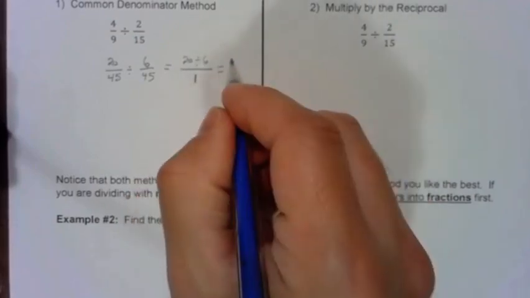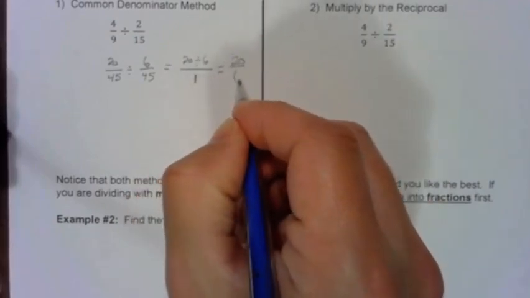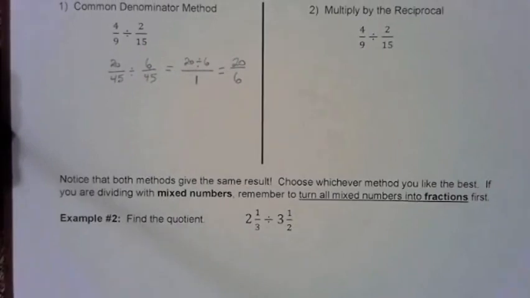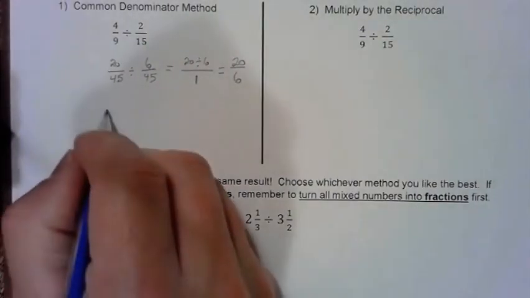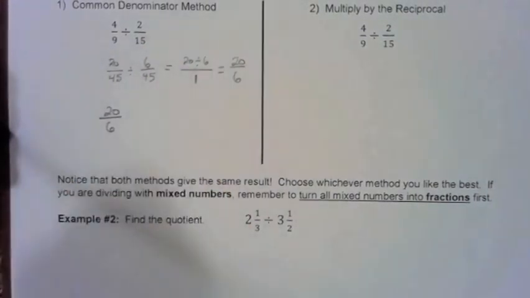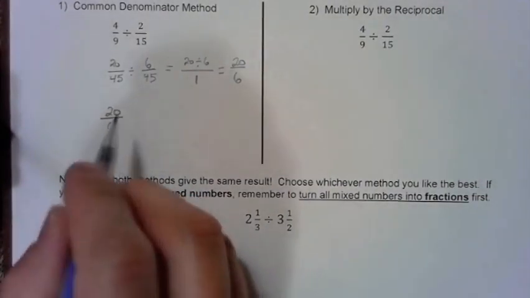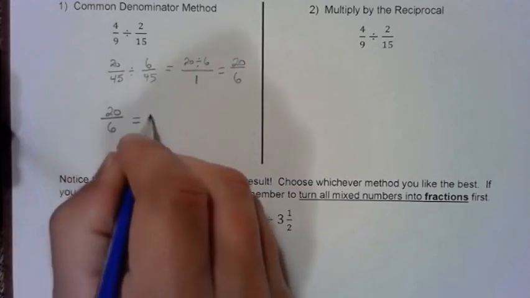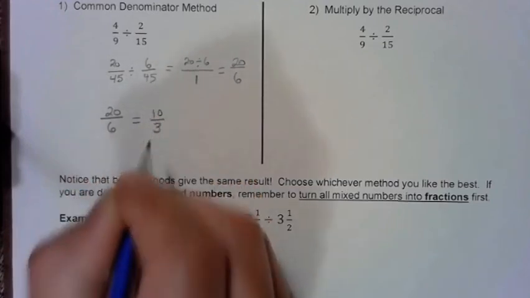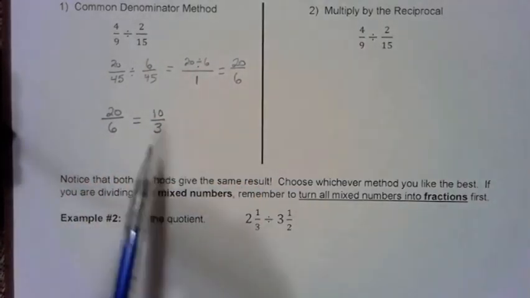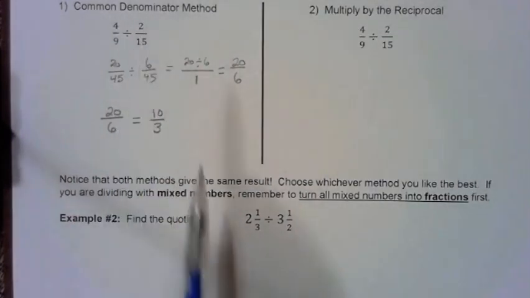So 20 divided by 6 is the same as the fraction 20/6. And now all I really need to do is take that fraction 20/6 and simplify it. 20 and 6 are both even, so they're both divisible by 2. So that would make my fraction 10/3 when I simplify it. So 10/3 could be the answer to this question.